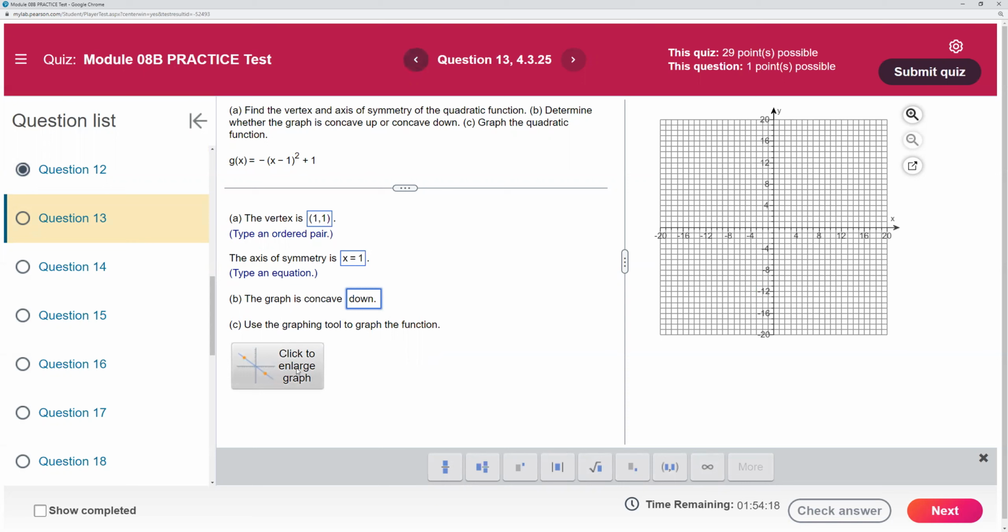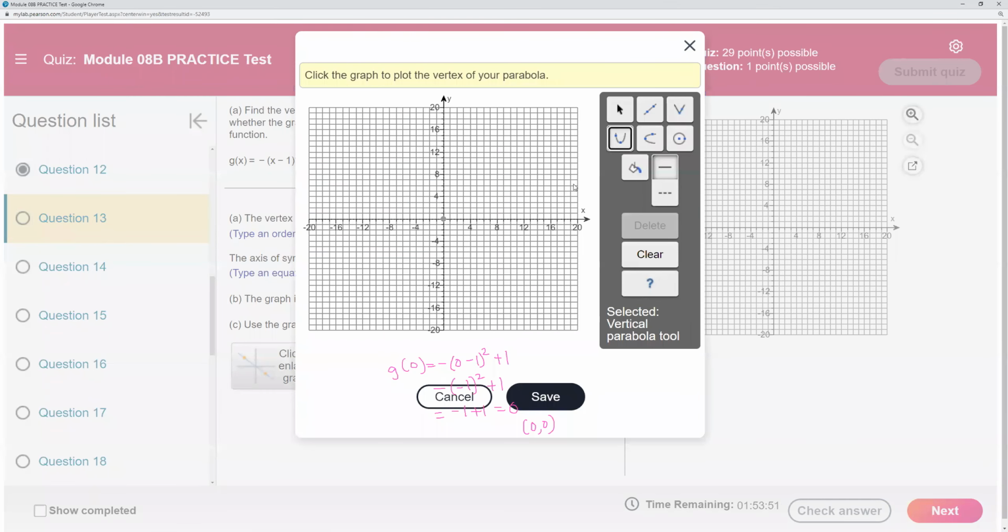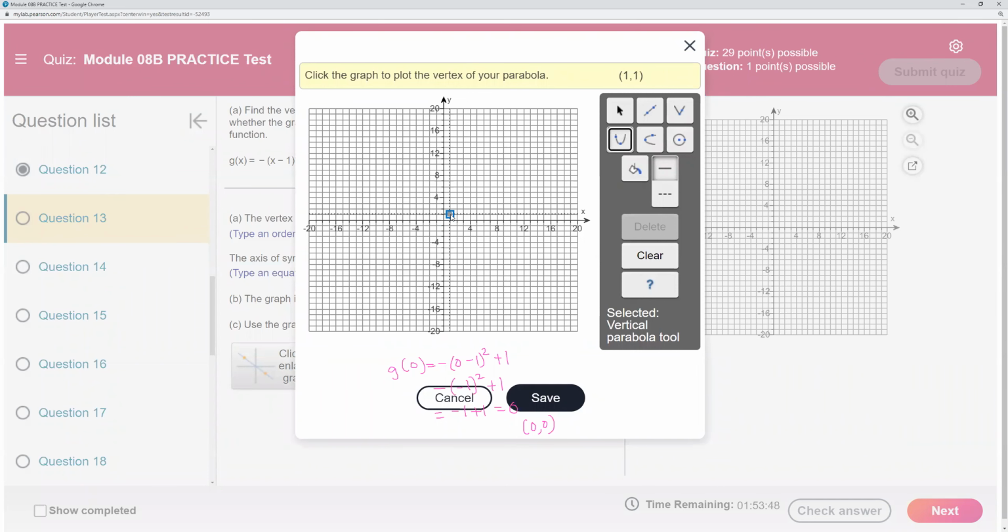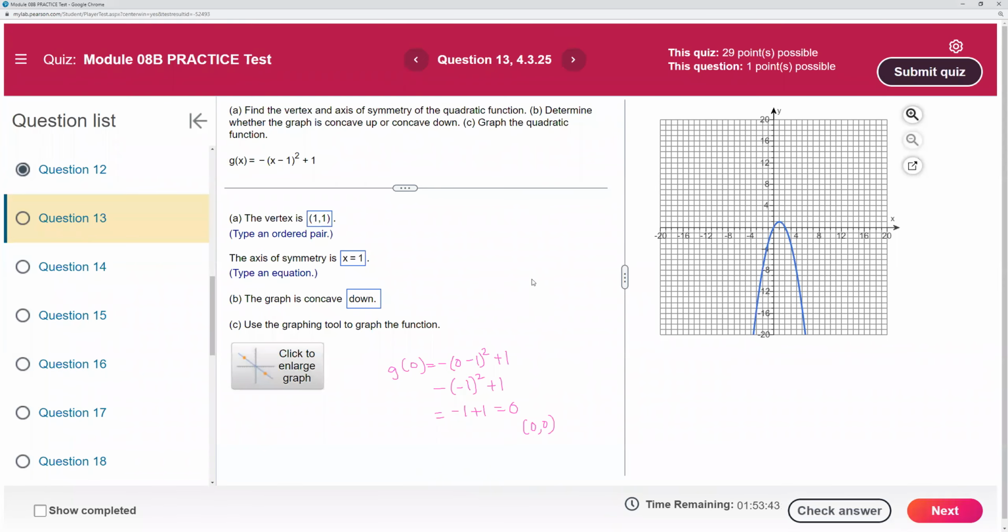I'm going to need to show some work to get the second point because we know our vertex. So if I plug in 0 again, because my vertex doesn't have 0 for x, that's negative (0 minus 1) squared plus 1. That's negative 1 squared plus 1. That's going to be 1, but we have the negative in front, so it ends up being 0. So this is the ordered pair (0, 0). So when we go to graph, you always plot using your tool for parabola. You plot your vertex first, which was (1, 1). Then you plot your second point, which ended up being (0, 0) this time.